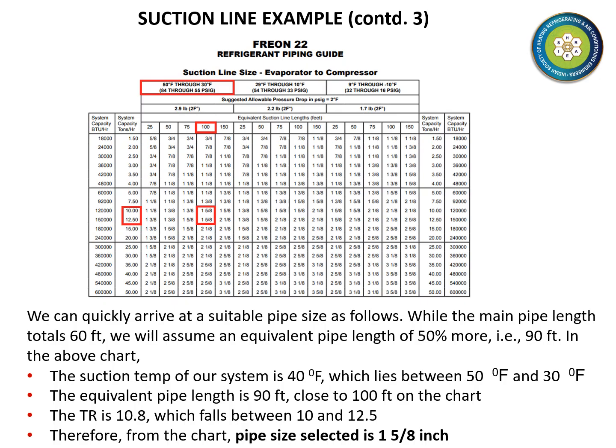The recommended pipe size is picked off from the R22 refrigerant piping guide. While the pipe length is 60 feet, we will assume an equivalent pipe length of 50% more, that is 90 feet. Carefully go over the slide to see how we arrive at a suitable pipe size of 1 and 5/8 inch. In the next few slides, we will verify that this is indeed an acceptable size.